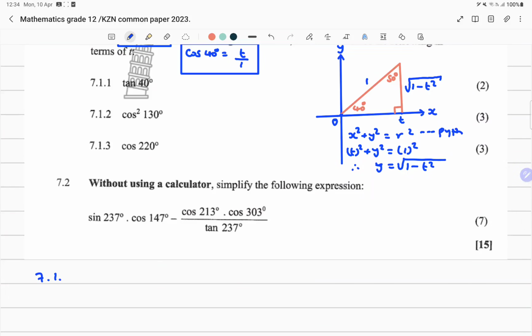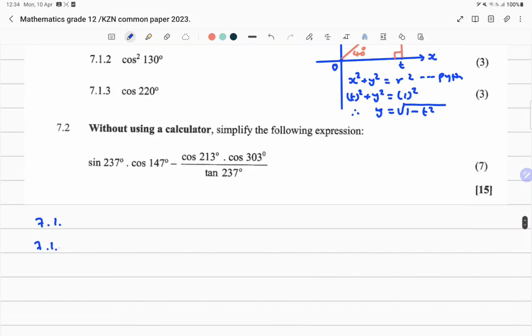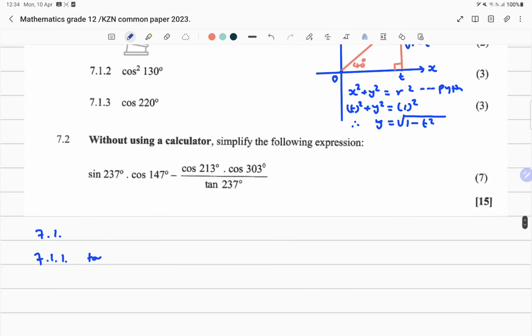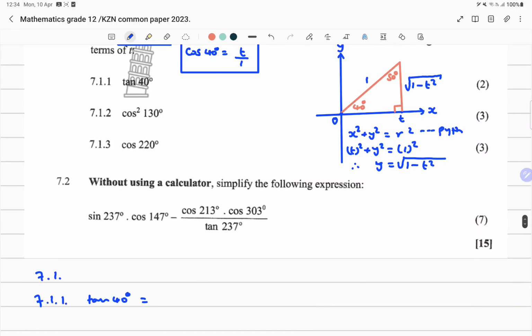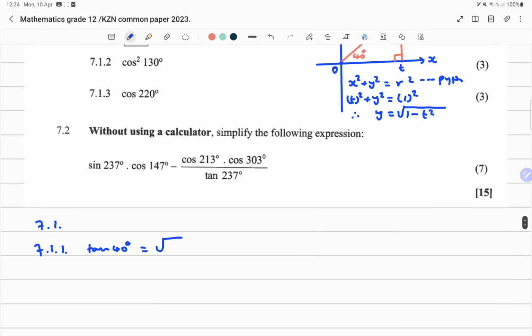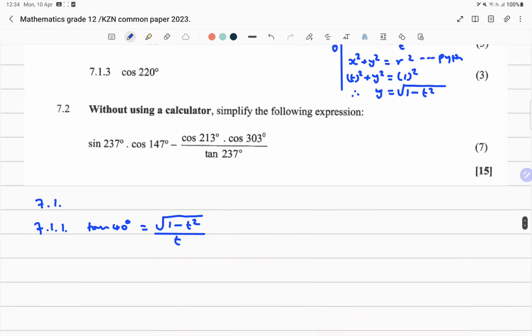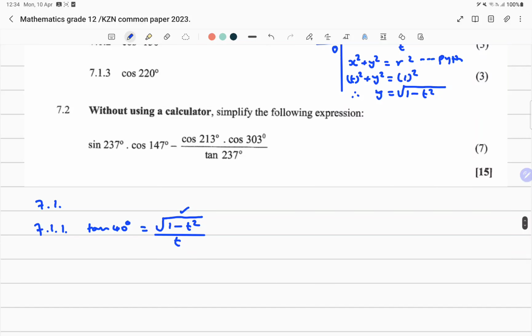So we're doing 7.1.1. It says now tan 40. Tan is defined as opposite over adjacent. So this is going to be the square root of 1 minus t squared all over t. And there's nothing you can do here. So you look at those marks, 2 marks. So this is a mark for the numerator and a mark for the entire thing.